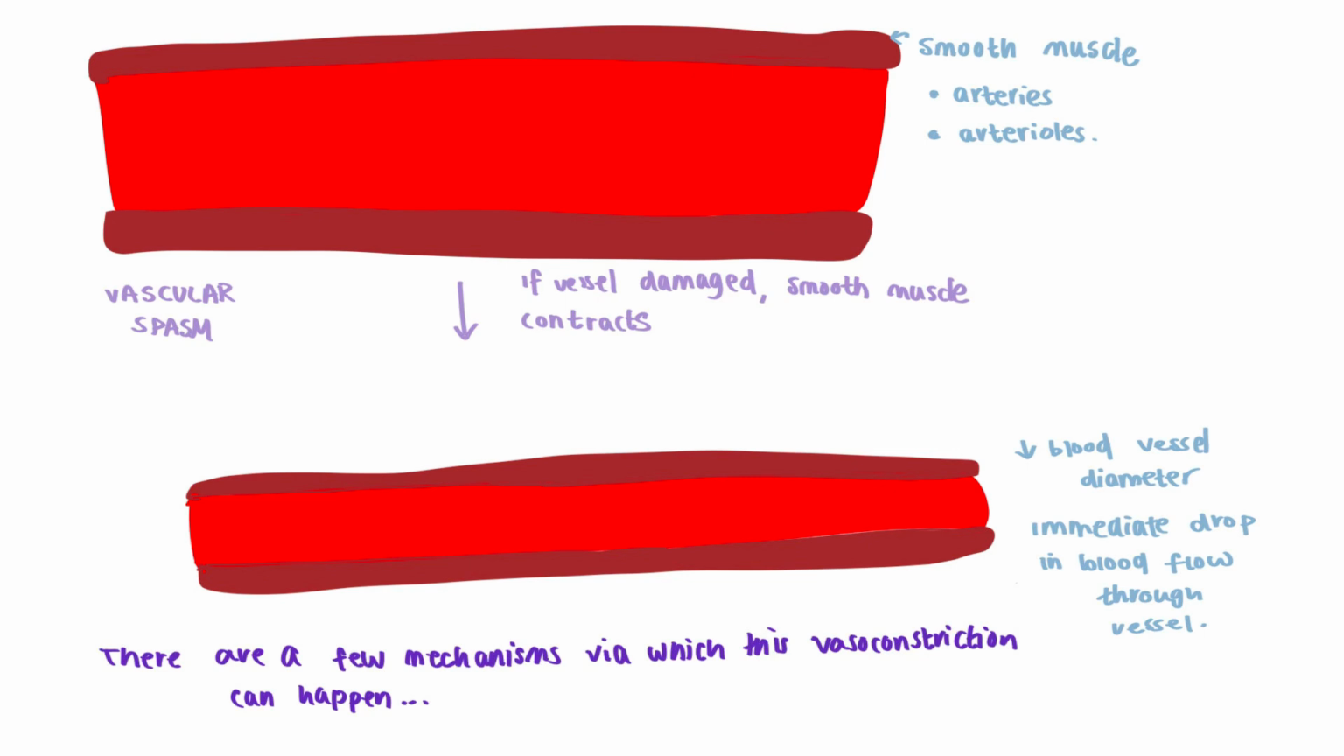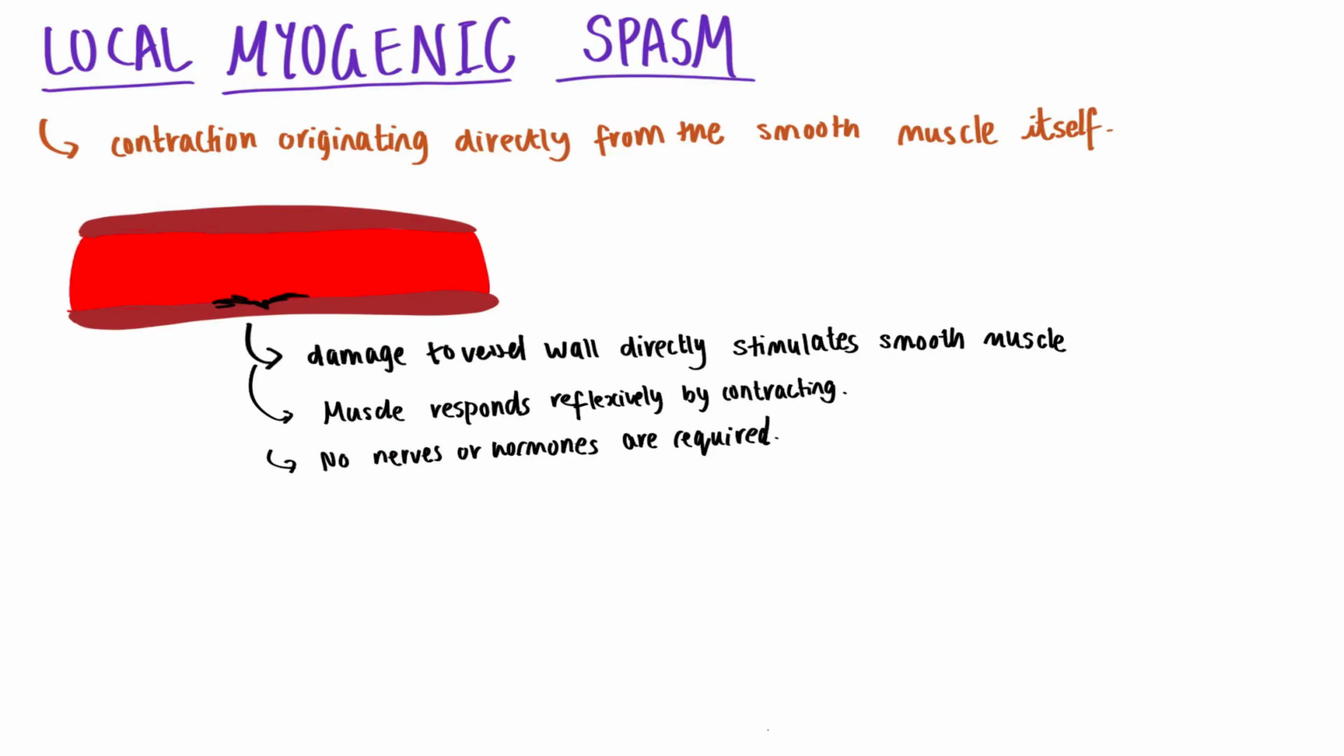The first mechanism is local myogenic spasm. This is a contraction that originates directly from the smooth muscle itself. Damage to the vessel wall directly stimulates the smooth muscle in that wall, and the muscle responds reflexively by contracting. The important thing here is that this does not require nerves or hormones. The smooth muscle essentially reacts instinctively to being injured.